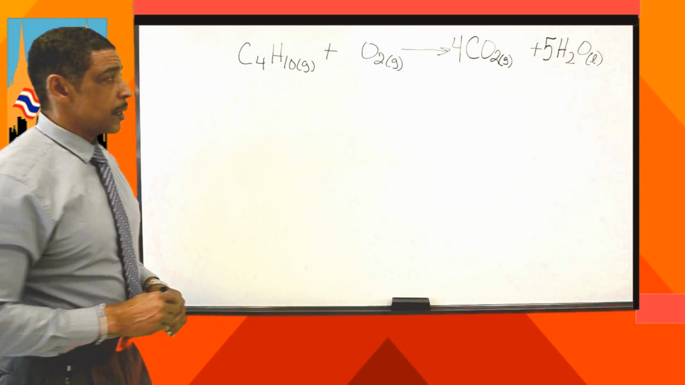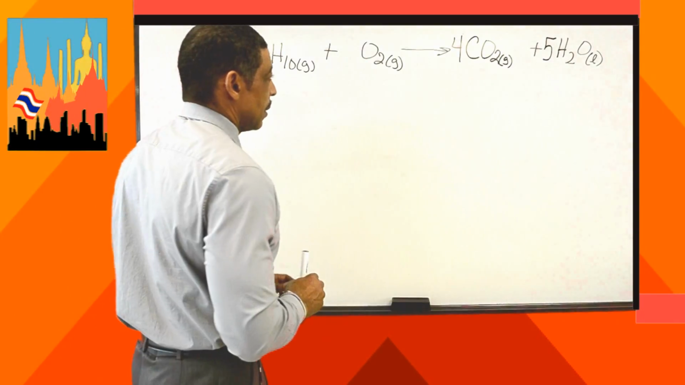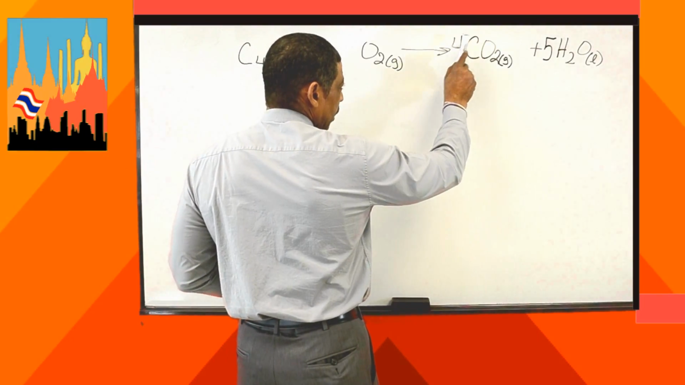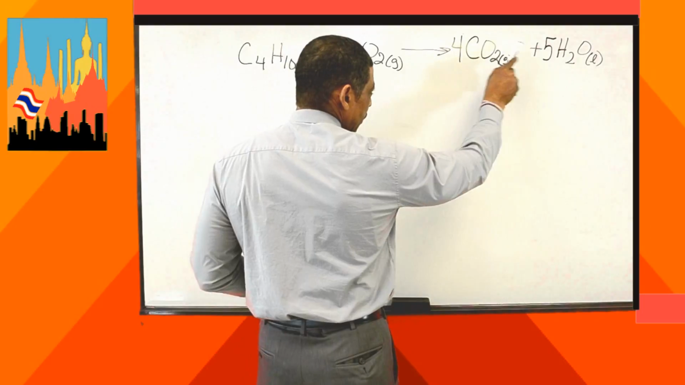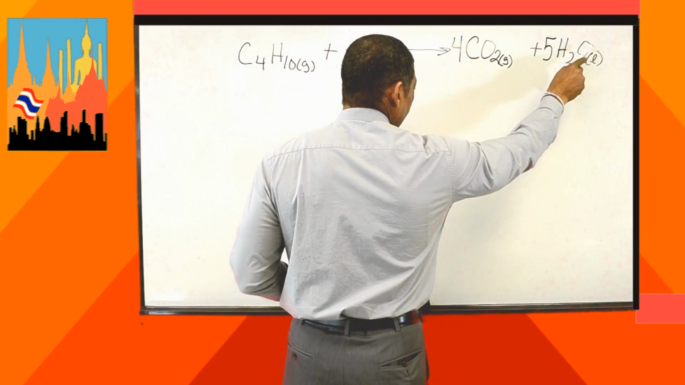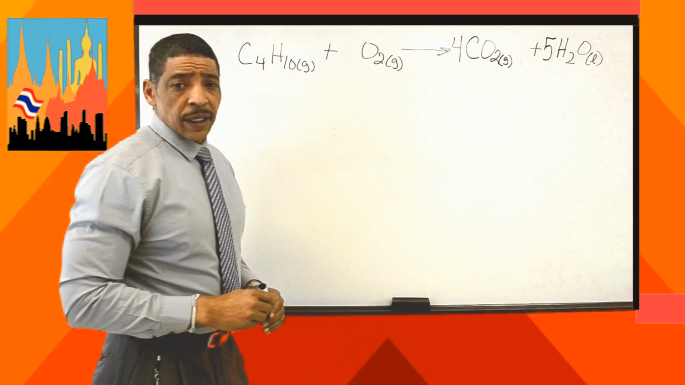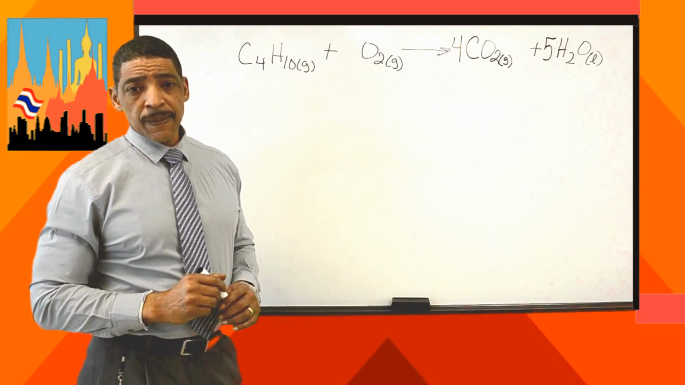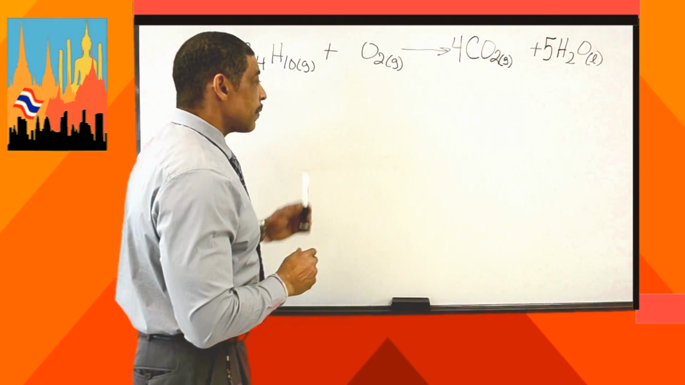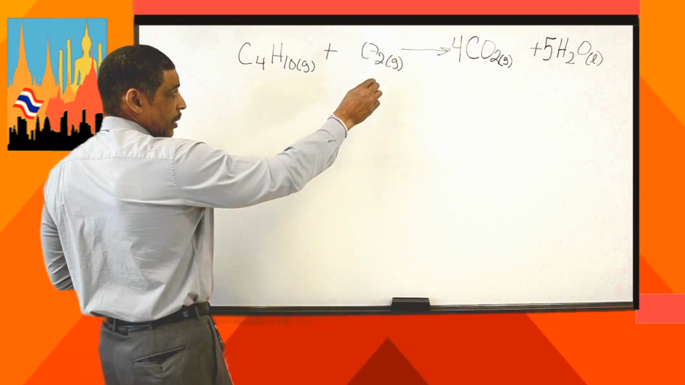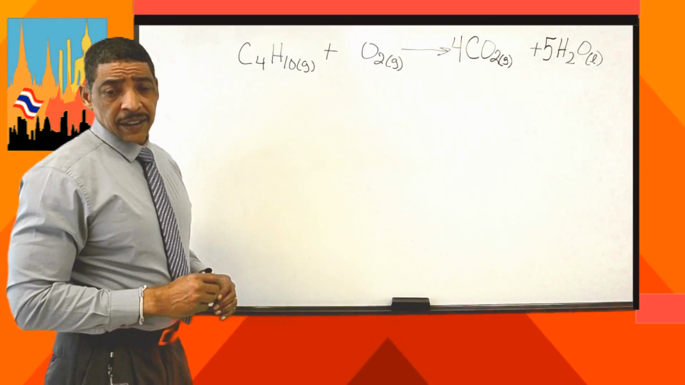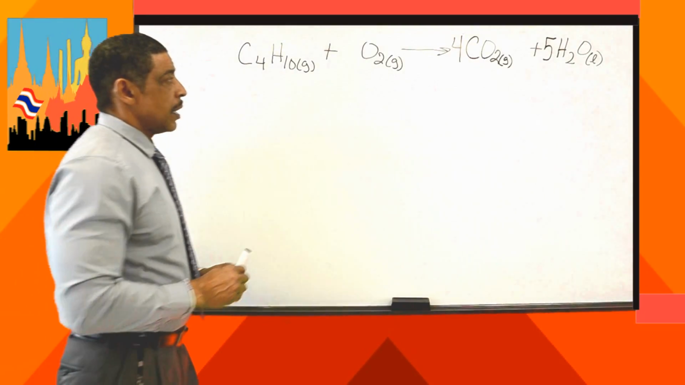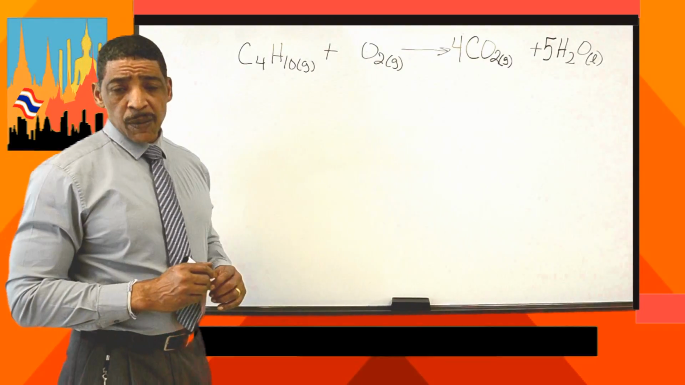Now, at this point, let's consider the oxygen. On the right side, we have 4 times 2 for 8, plus 5 times 1 for 5. So on the right side, we have 13 moles of oxygen, where on the left side, 1 mole of diatomic oxygen contains 2 moles. To balance the equation, we must now double it.